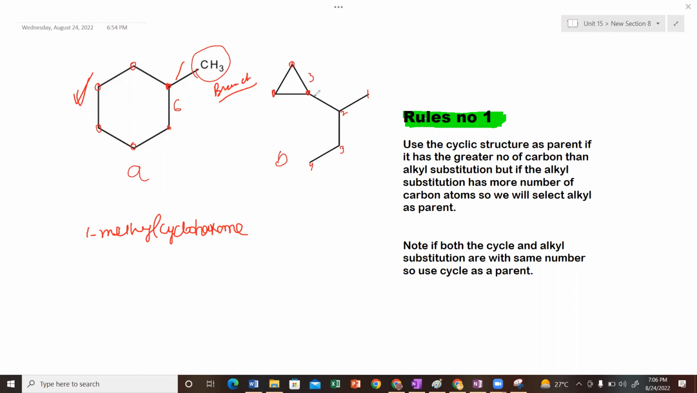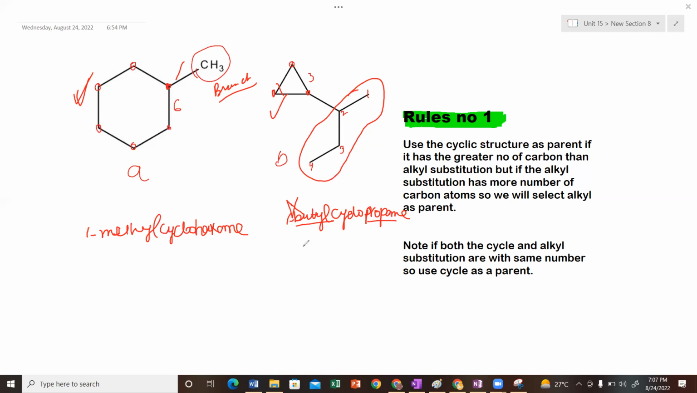But in this case, I cannot write the name with cyclic structure as a parent. Why? Because if we see, there are 4 carbon in alkyl group and 3 carbon in cycle. So if I write like 1-butyl cyclo, how many carbon are there? 3, so propane. It would be wrong naming. Why is it wrong naming? Because the butyl is having more carbon than propane.